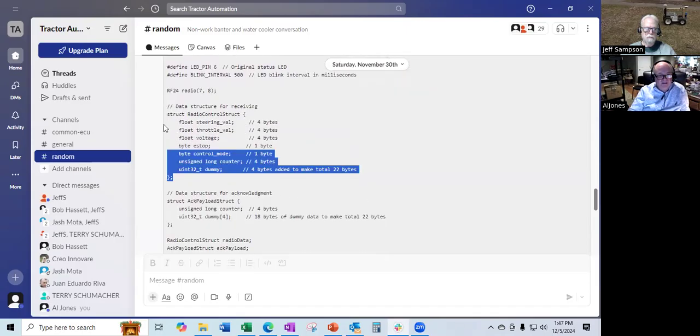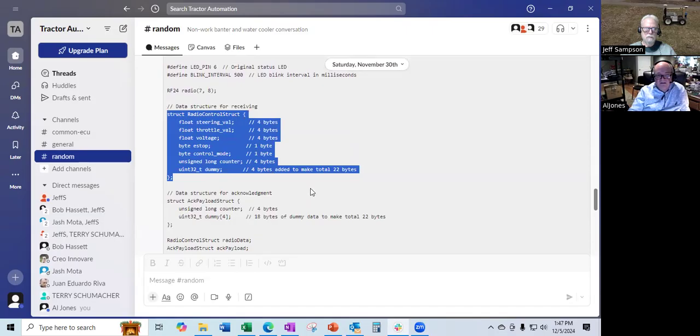This is what the data structure looked like. I was going for 22 bytes. I think it will technically go up to 30 bytes. I just tested that, and the acknowledgement coming back was just a pure counter and dummy data. So this was the data that was being sent for the acknowledgement.